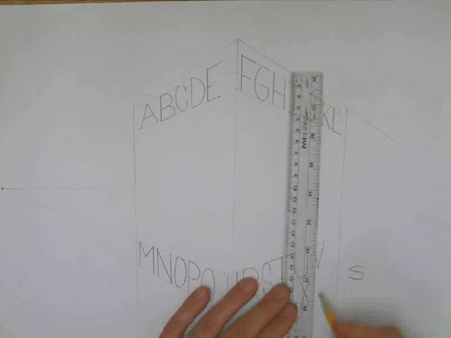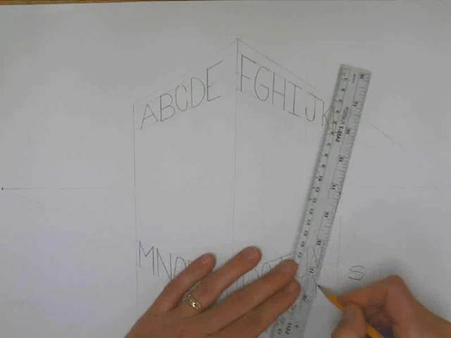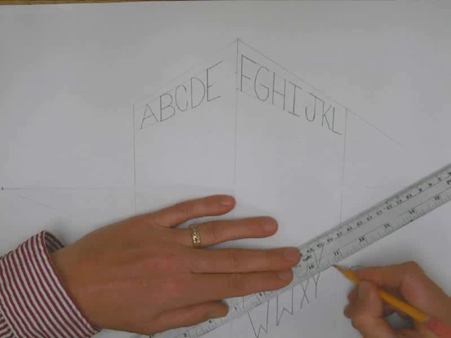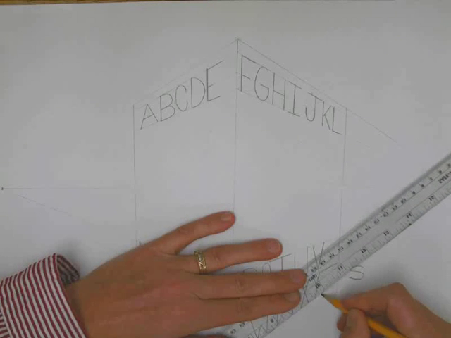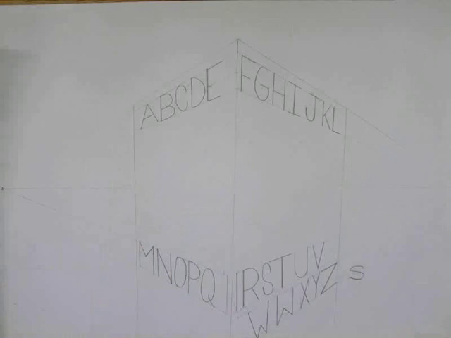And then Y, you have that vertical line here. This goes up to here. This goes up to here. And Z is just like a sideways N. These go to the vanishing point, and then these connect. They're not connected to any vanishing point. So here you have the alphabet pretty much.